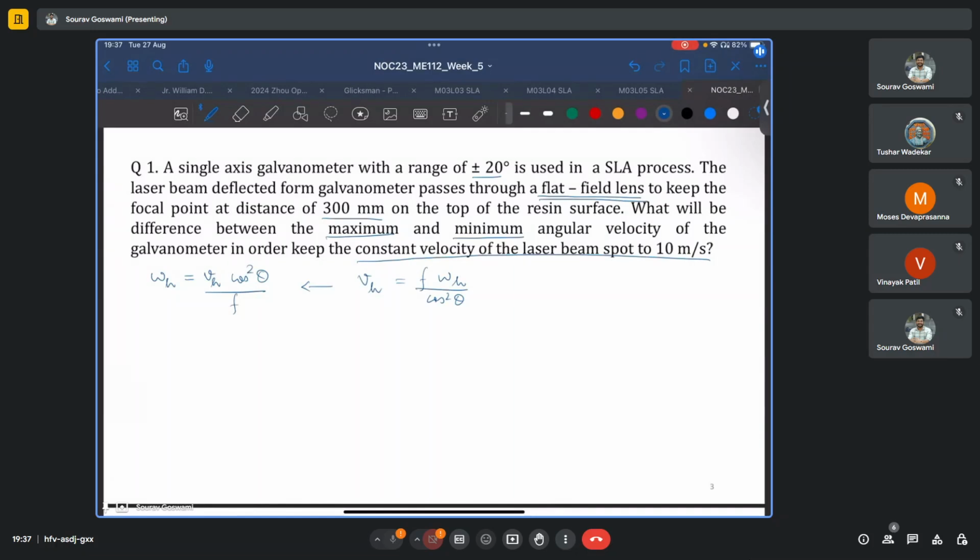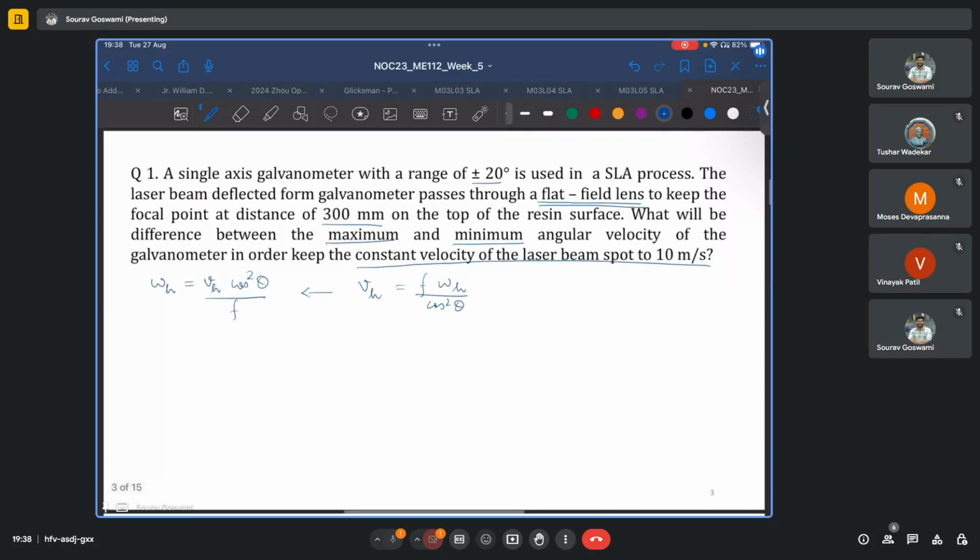And here the given parameters. So here the given parameters are that theta must vary between minus 20 degree and 20 degrees. The focal distance is given to be 300 mm, which in SI units is 0.3 meters, and the constant velocity of the laser which is to be maintained is 10 meter per second.